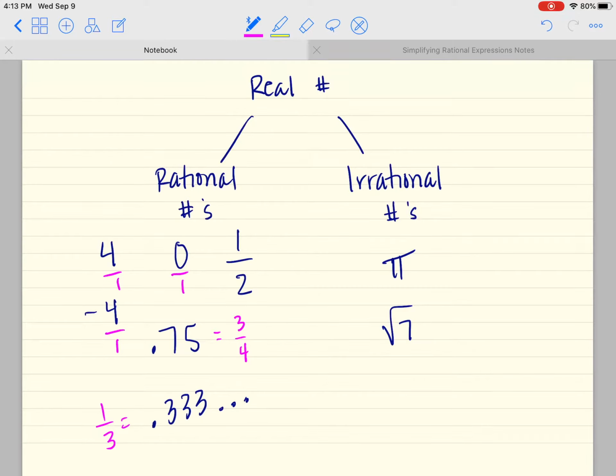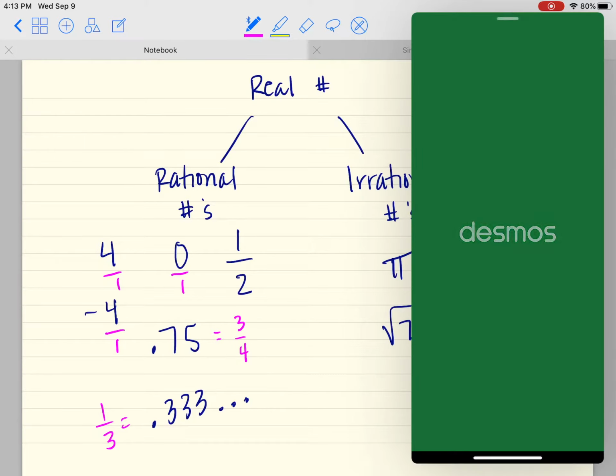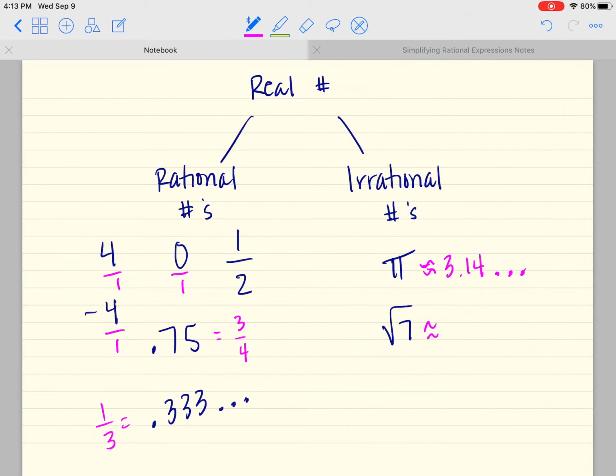If it cannot be written as a fraction, what you see is a non-repeating, non-terminating decimal. Pi, for instance, is approximately 3.14, and the decimal goes on forever without any repetition. The same thing happens for the square root of 7. If we put it into the calculator, it's 2.65-ish, but the decimal just keeps going forever without repeating. With a repeating decimal, by contrast, there is an exact fractional value for it.